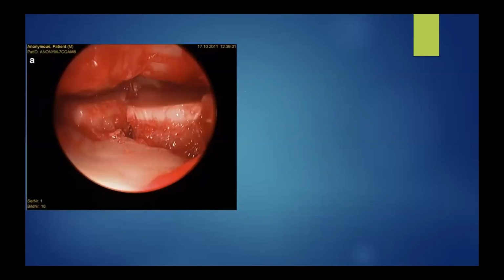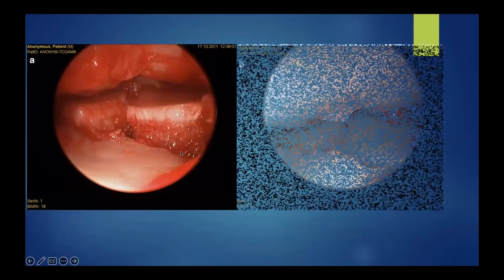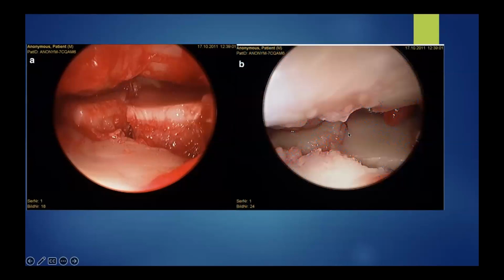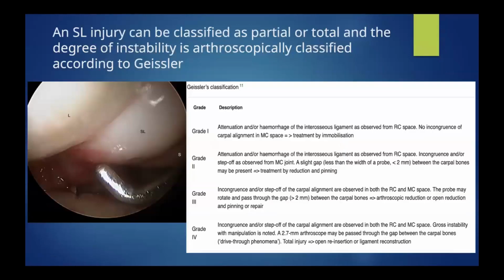So this is the first scope picture where after reduction, there was an incongruity, and this is after arthroscopic assisted reduction of the articular surface. So this is a classification given by Geissler, and it is for scapholunate instability, and it is an arthroscopic classification.